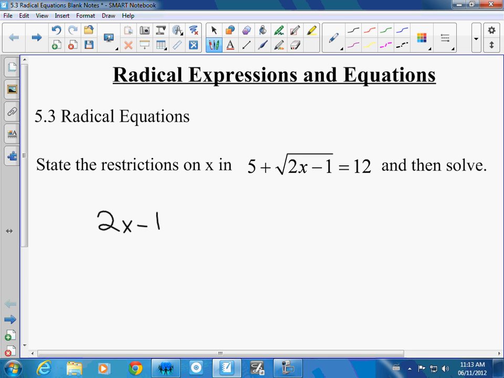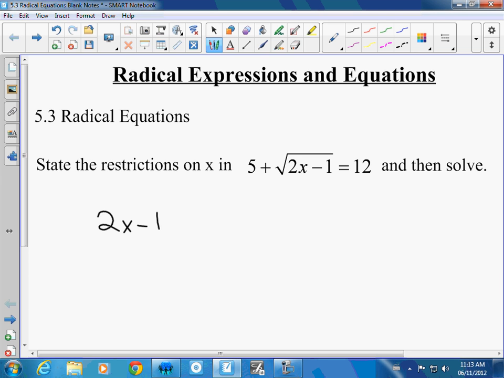Why does it have to be positive? You can't take the square root of a negative number. Not yet. You'll learn in the future to do that. But can you take the square root of a negative number? No, you can't. Square root, I didn't say cube root. So what does this restriction have to be? It has to be positive.